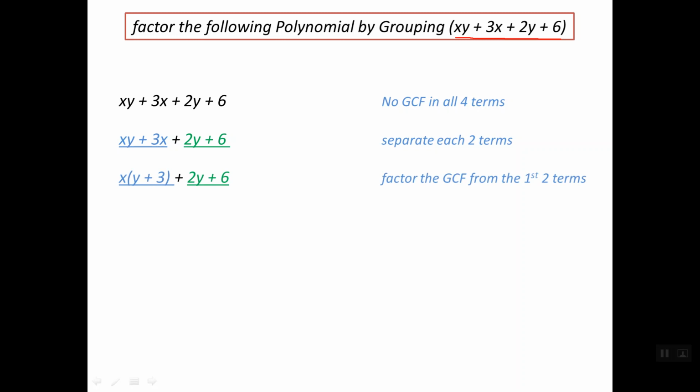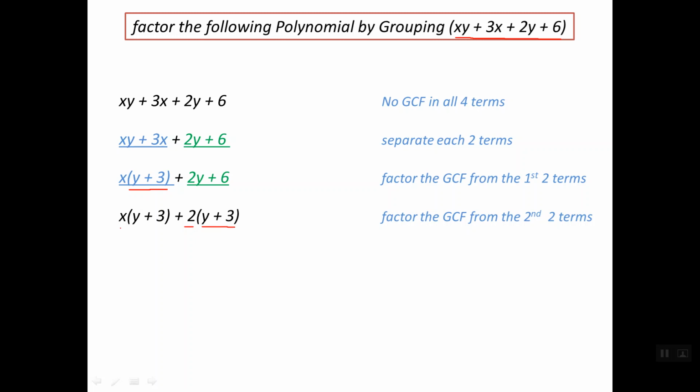So if we bring the x as a common factor, the remaining from the first two terms is y plus 3. So we can do the same steps for the second two terms, which is the 2y plus 6. If we factor out the greatest common factor, which is 2, the remaining is y plus 3.